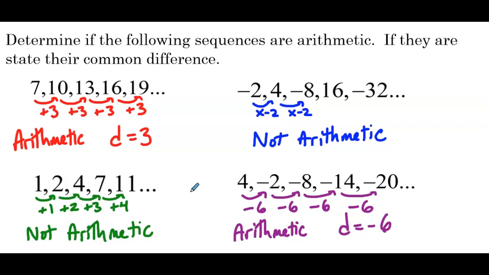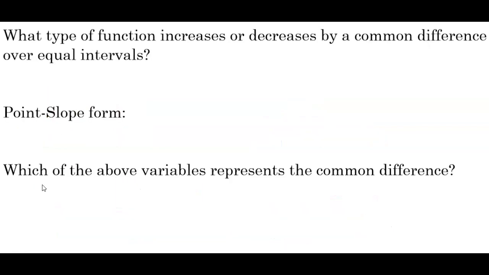So now that we've practiced identifying an arithmetic sequence, we have to learn how to write it out mathematically. In order to do that, first let's answer a few questions. What type of function increases or decreases by a common difference over equal intervals? What type of function do we add or subtract the same amount as we go over on an interval? Well, that would be a linear function.